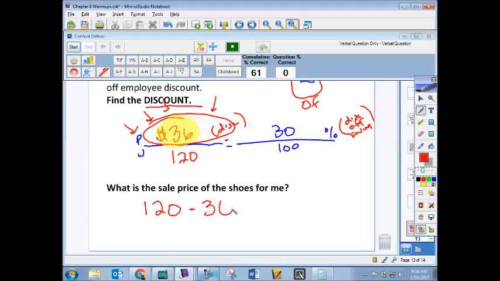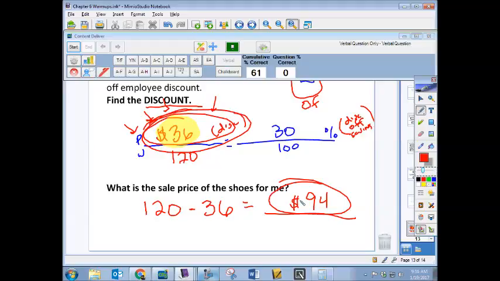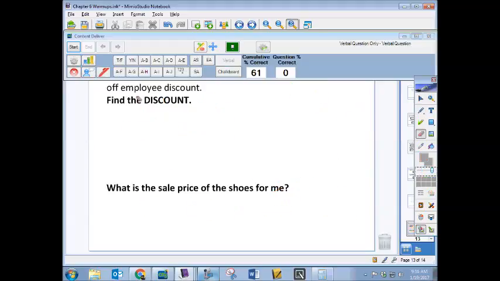120 minus 36, and that is going to give me my sale price. It's the original price minus my discount, and it's going to be what? $94. No, it's 84, isn't it? No. It is 94, you're right. Okay, $94. Are we seeing how to do that? Okay? No, it's 84. I thought it was 84. $84. Yeah, it is. Okay.